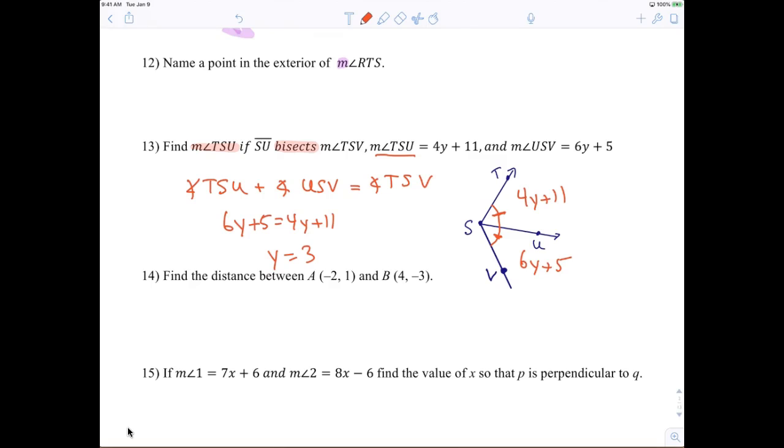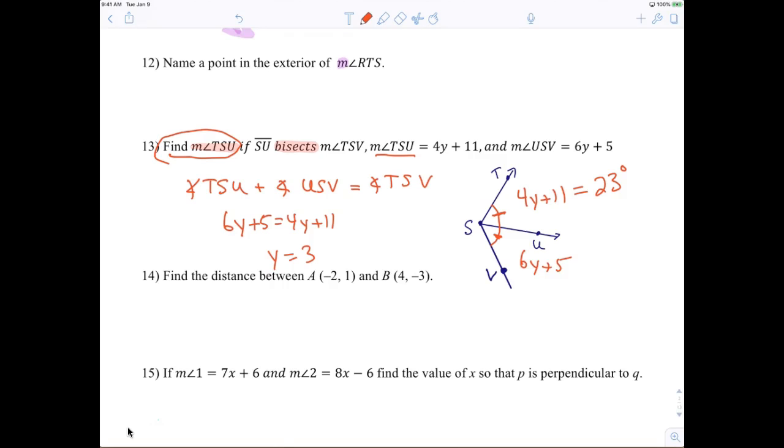Of course, that's probably not the answer, so I have to go read the question. Find the measure of TSU. So what do I do? Plug 3 in. And when I do that, I get 23. You measure angles with degrees. 23 degrees. Everybody okay with that? Then the measure of USV would be 23 degrees, and the measure of TSV would be 46 degrees. Simple.